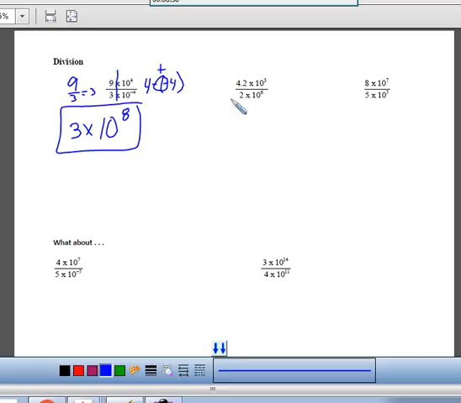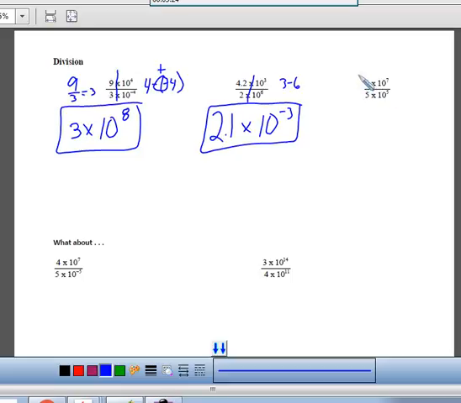The next one, again, draw a line down here. 4.2 divided by 2 is 2.1 times 10 to the, and then 3 minus 6, what is that? Negative third power. So there's that final answer.